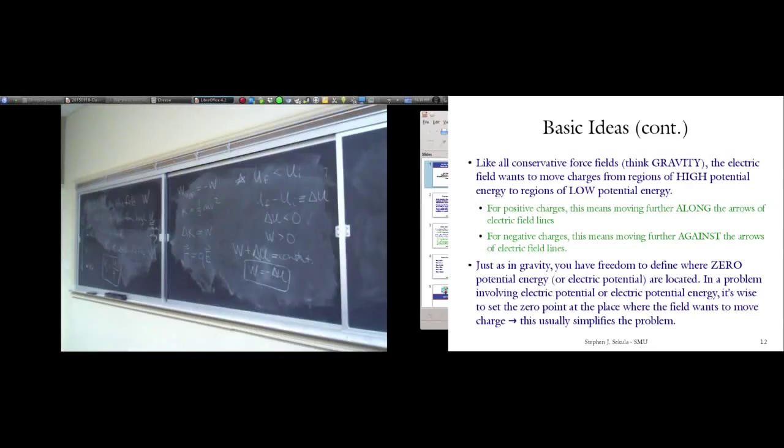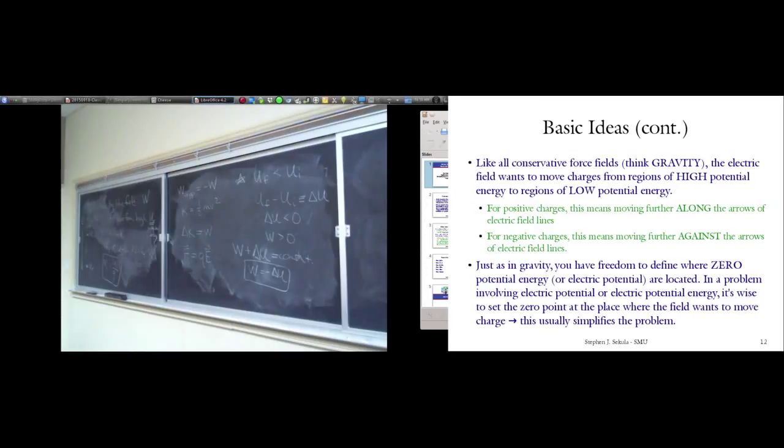And one more nice thing. Just as in gravity, you have the freedom to define where zero potential energy or zero electric potential is located. It's often convenient. There is no absolute reference point for energy in the universe. So we just say the only thing that matters in nature is changes in energy. Nature just wants you to move lower.